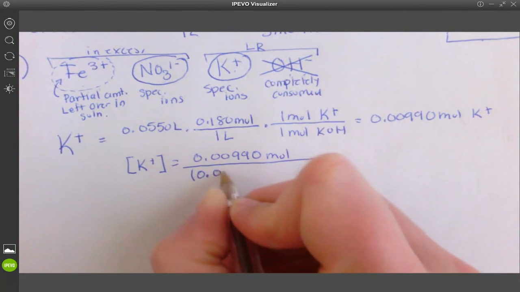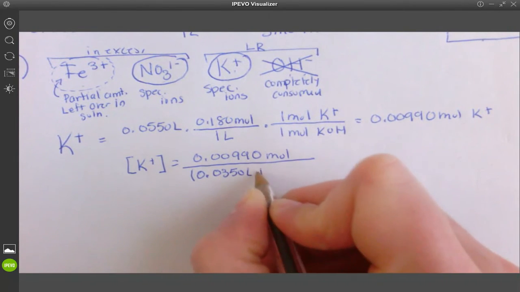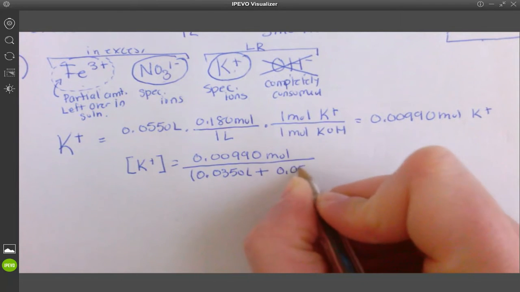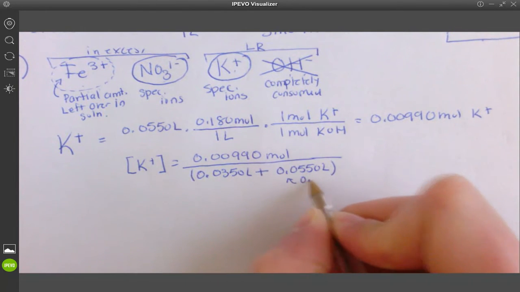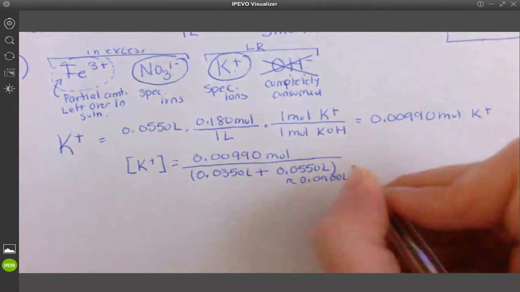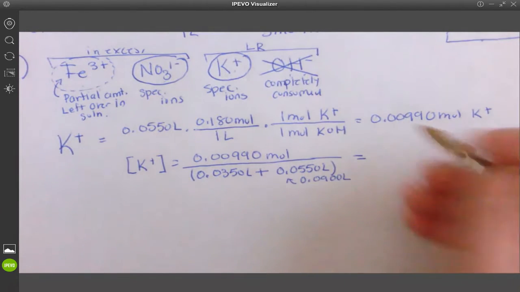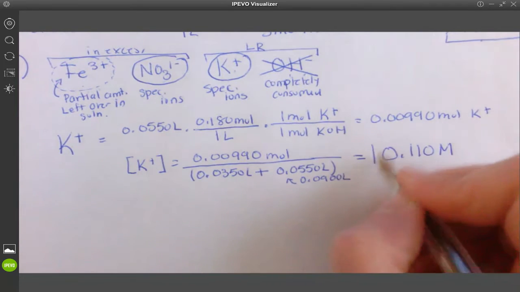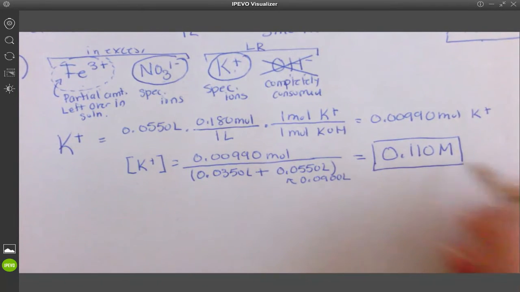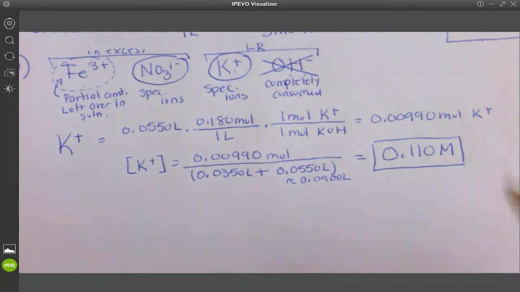So that's going to be 0.0350 liters plus my 0.0550 liters. When you add those up, you get 0.0900 liters, which I'll end up using later on. When you divide those two, we get the concentration of our potassium ion that is still left over in solution after the reaction, which is 0.110 molar.